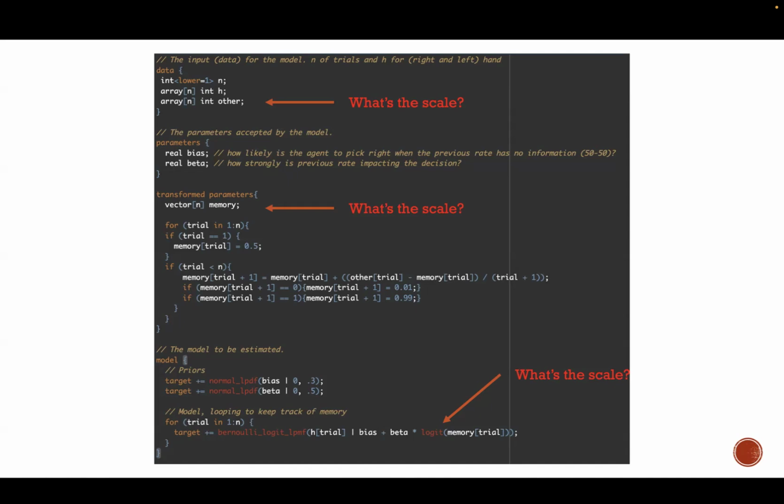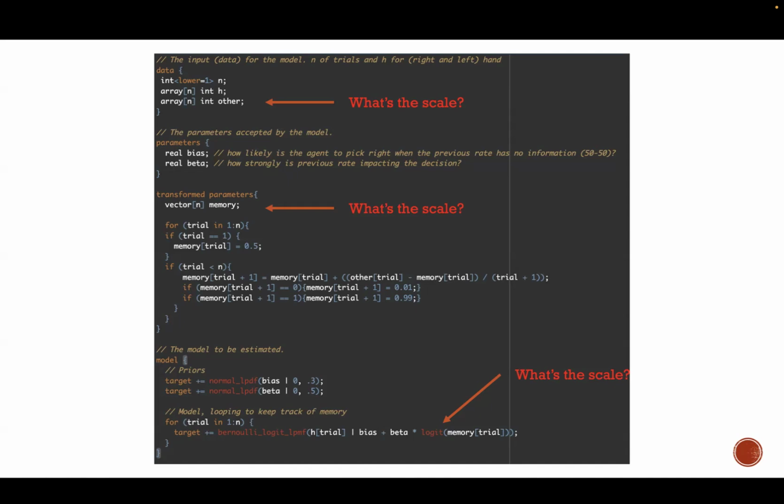Then we have a model that, contrary to the previous model that could take all the trials into account at the same time, actually needs to be run on a trial by trial basis because memory gets updated. Right? So for each trial, the likelihood is a Bernoulli logit log probability mass function in which the outcome is h at trial, only that very specific value, which is determined by our formula, bias plus beta times the memory trial.